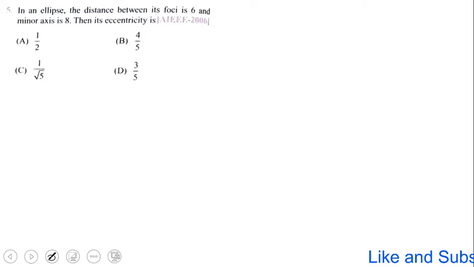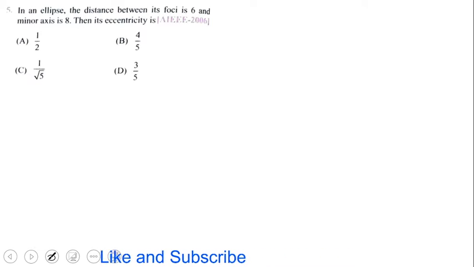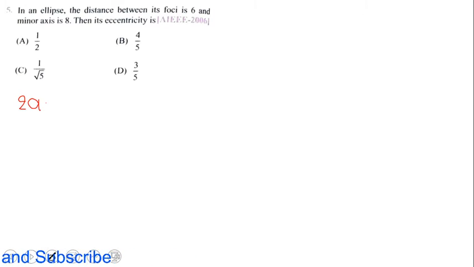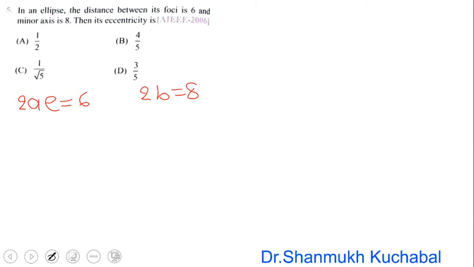The question is, in an ellipse the distance between its foci is 6 and the minor axis is 8, then we have to calculate the eccentricity. That means we have to calculate the value of e here. So the given things we will write clearly. So foci, the distance between the foci is 2ae equal to 6. Then the minor axis is given by 2b equal to 8 here.